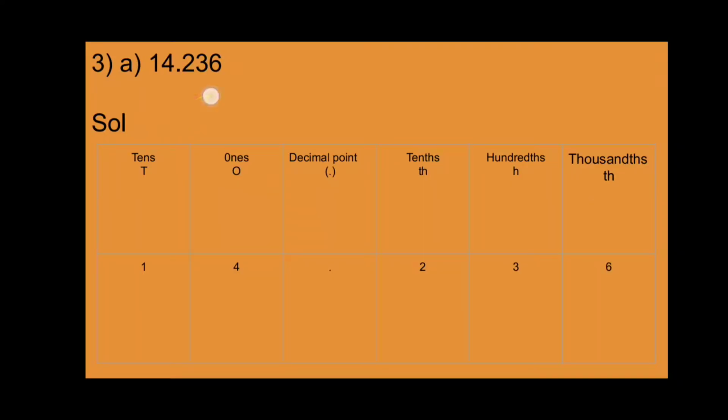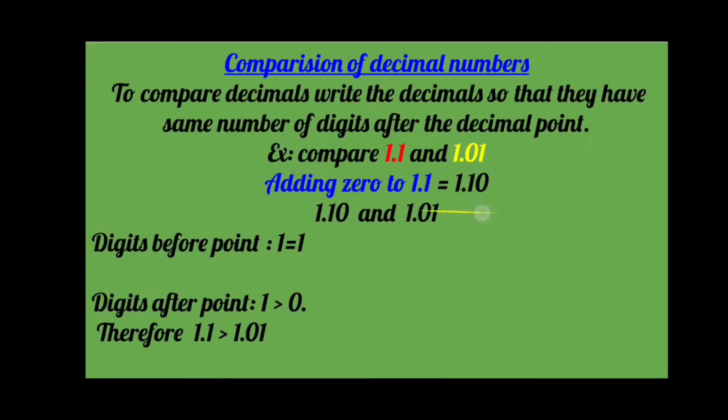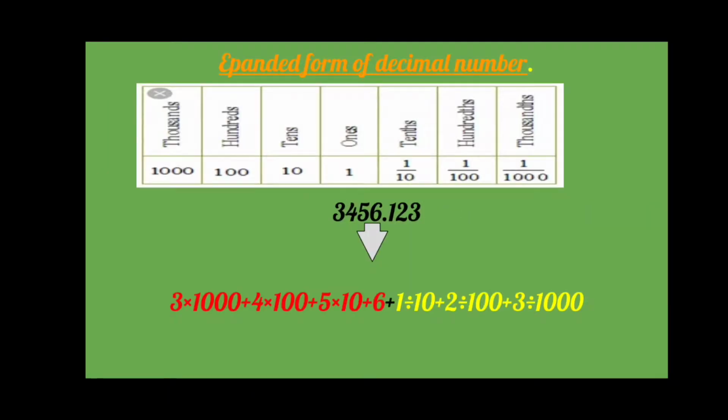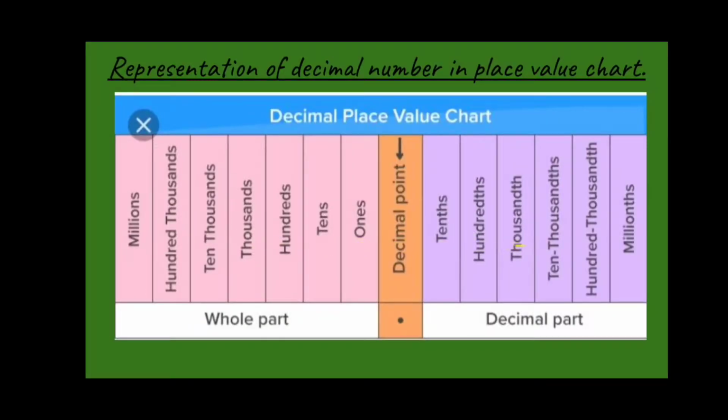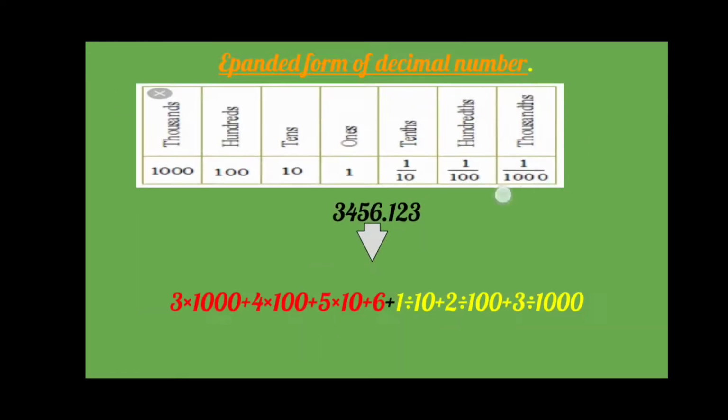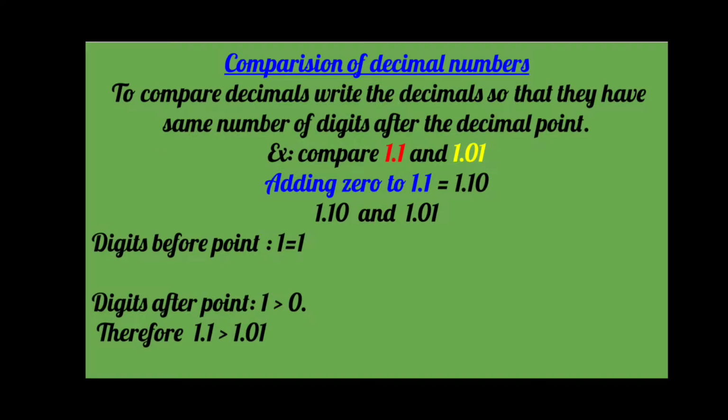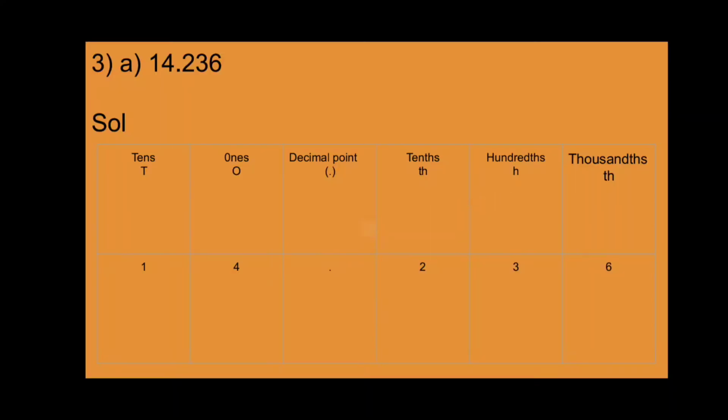3a, you have to represent this in a place value chart. So we can do this by following this chart which we have discussed. We can take an example of this chart, and follow this chart to represent a decimal number in a place value chart. Following the chart, we see that 4 goes in the 1 place, 1 goes in the 10 place, and so on.